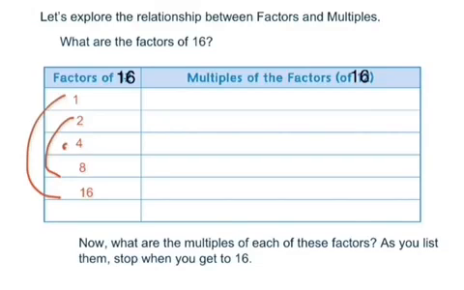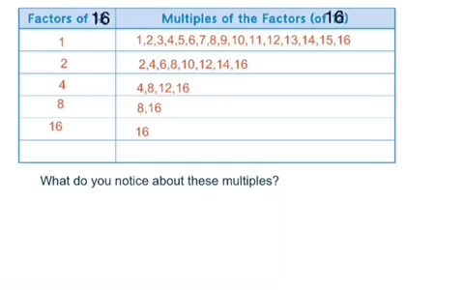Okay, so now what are the multiples of each of these factors? As you list those, stop when you get to 16, because you could be going for a very long time, right? But stop when you get to 16 for each of them. When you have that done, come on back. Hopefully this is what you have on your notes now.